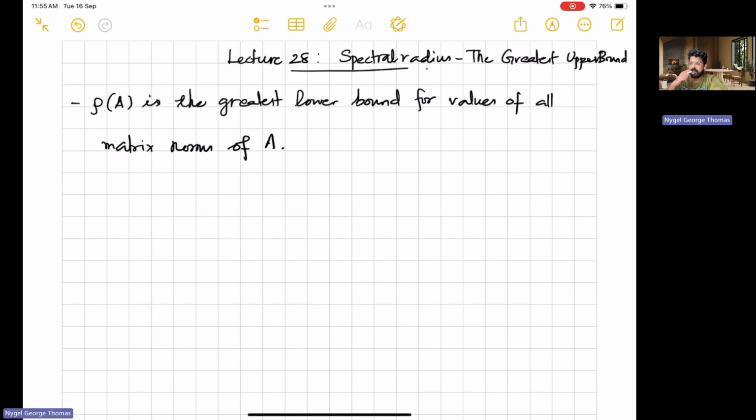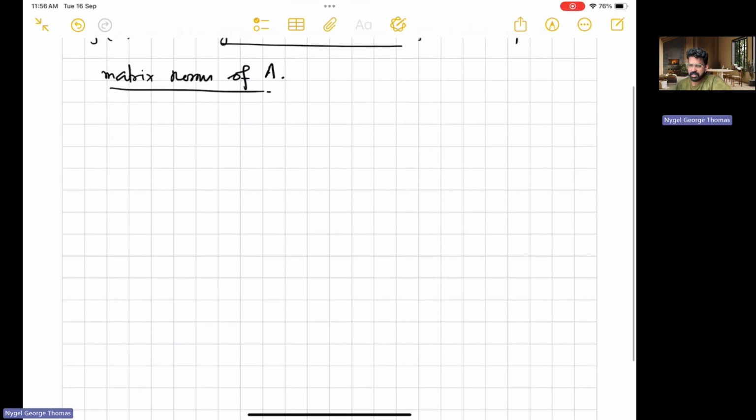Now let's discuss an important lemma of spectral radius. We've already seen that spectral radius is less than or equal to the norm of A for any norm and any A. So it's a lower bound. But in fact, it turns out that it's the greatest lower bound which you can have, for any matrix norm. So let's state this lemma.